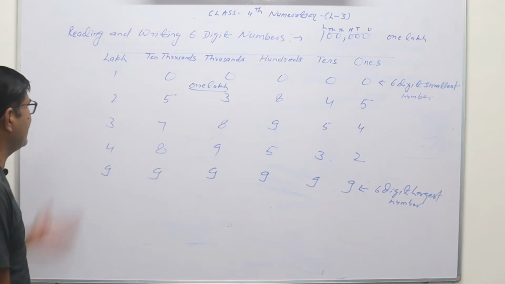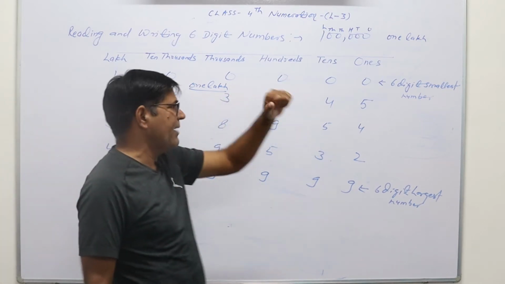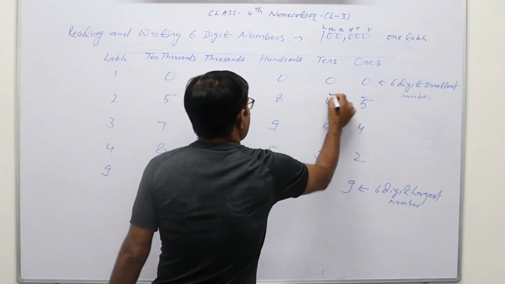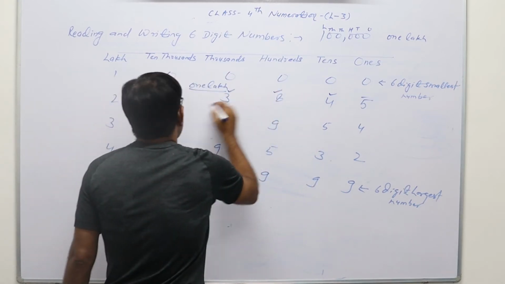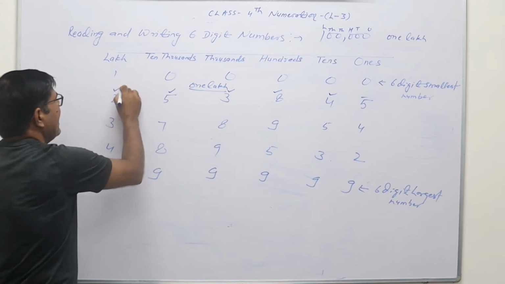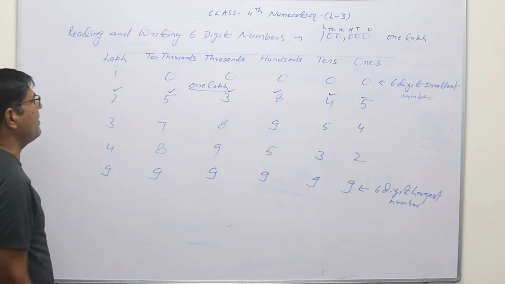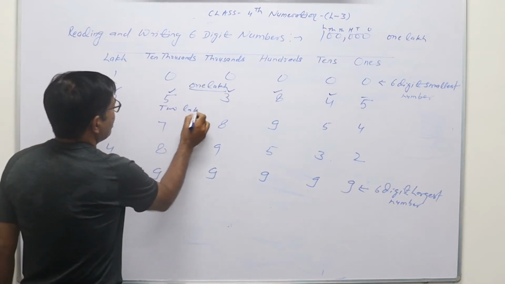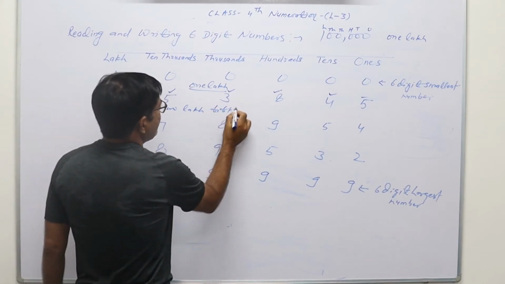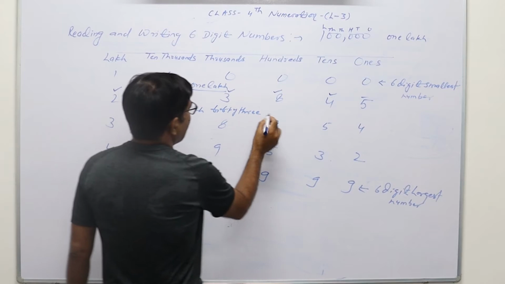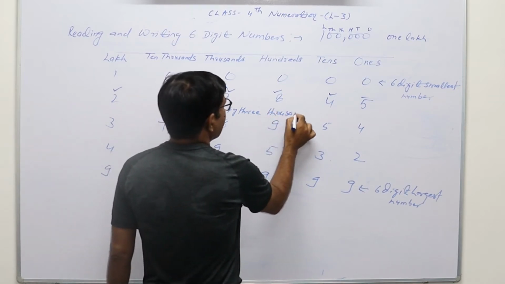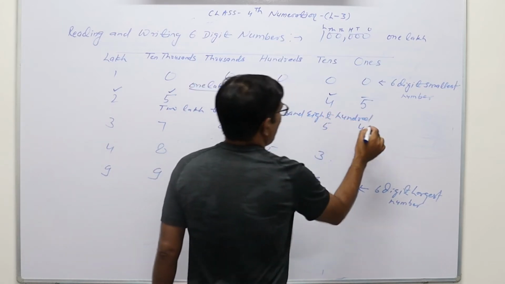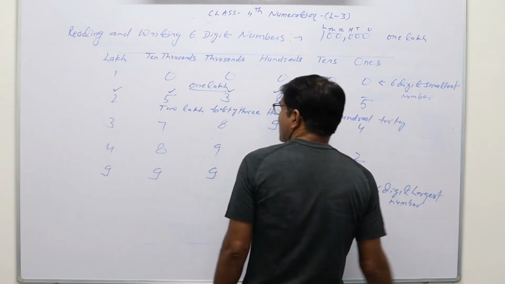Let us suppose a number is given: 253845. Then how will we read this number? From the right-hand side, this is ones, this is tens, this is 100, this is 1000, this is 10,000 and this is lakh. So this number is 2,53,845. So this is one number.